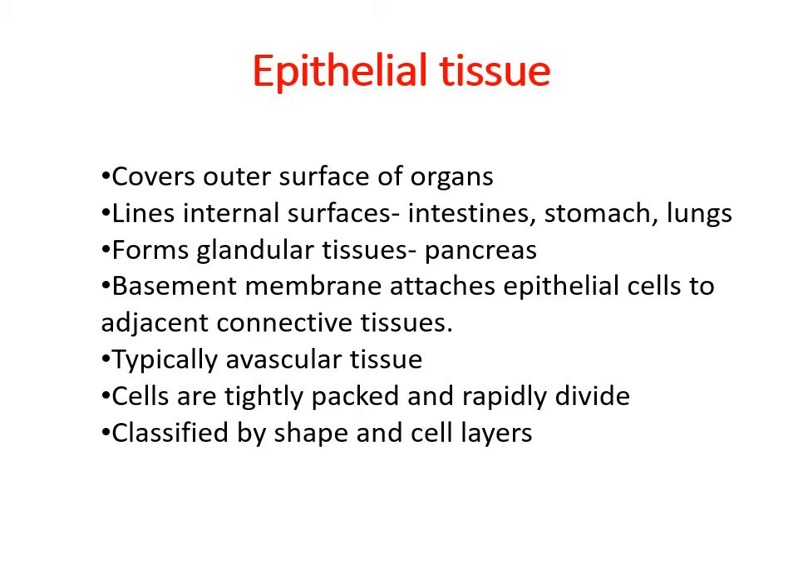Often epithelial tissue tends to be avascular, so the skin cells on the surface are really quite avascular. They don't have blood vessels within them. The cells are typically very tightly packed together and rapidly divide. When we look at the skin and all the linings of the GI system, including your mouth, esophagus, stomach, small intestine, large intestine, they all have rapidly dividing cells.